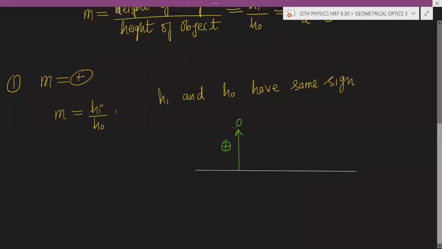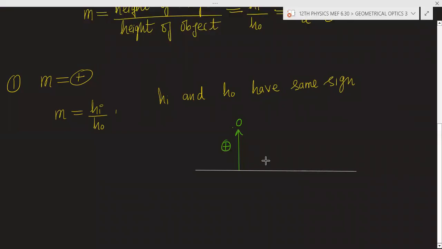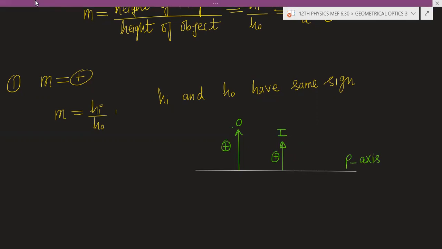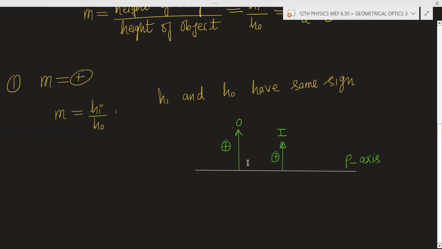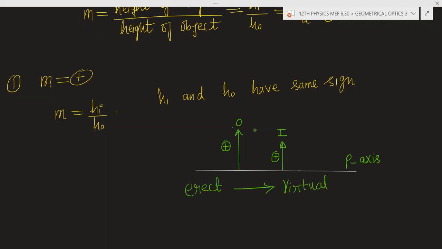And in the same way, if magnification is positive, then we are saying the image will be like this. This is the image, and this image will also have the positive sign because this is the principal axis, and above the principal axis all the distances measured are positive. So here now you can see this is the object and this is the image. So the image is an erect image. We are getting an erect image, and an erect image is also a virtual image.